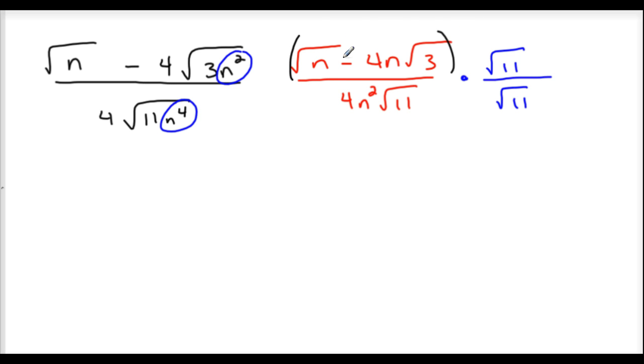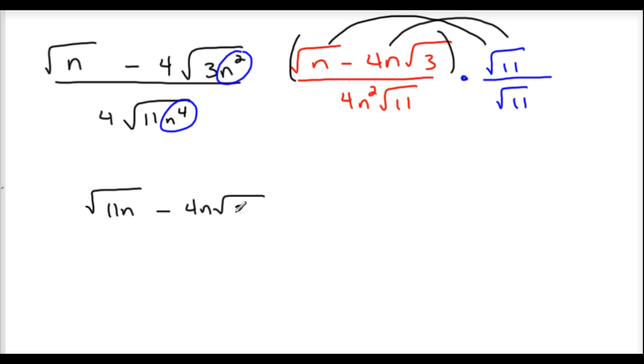If I distribute in my numerator, I have radical n times radical 11, which gives me what? Radical 11n. Minus 4n radical 3 times 11 becomes 4n radical 33, over I have 4n squared times, what's radical 11 times radical 11? 11, and then I can simplify this. What's 4n squared times 11? So 44n squared will take over this piece here. Can I simplify 4 and 44? Can't do it. It has to be in all three terms.